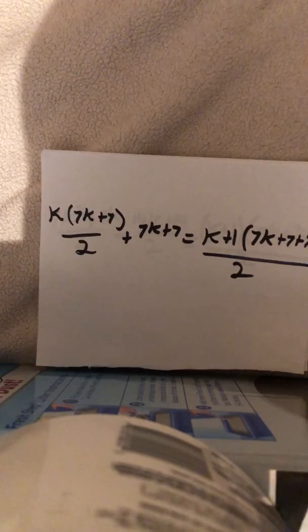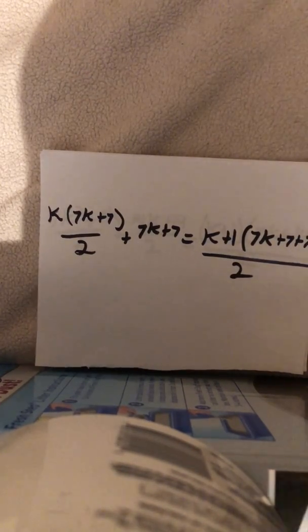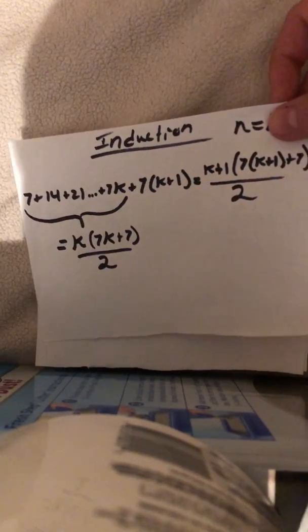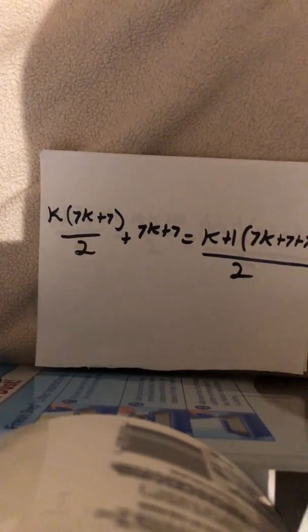So we have k times (7k plus 7) over 2 plus 7k plus 7, because we originally had that term at 7 times (k plus 1), but we're going to distribute the 7. And then on the right-hand side of the equation, we have (k plus 1) times (7k plus 7 plus 7). Again, we distributed the 7 out to 7 times (k plus 1). And all that is going to be over 2 as well.